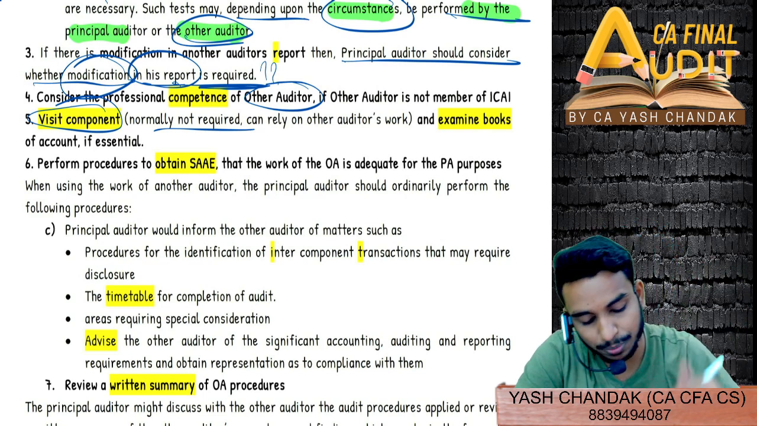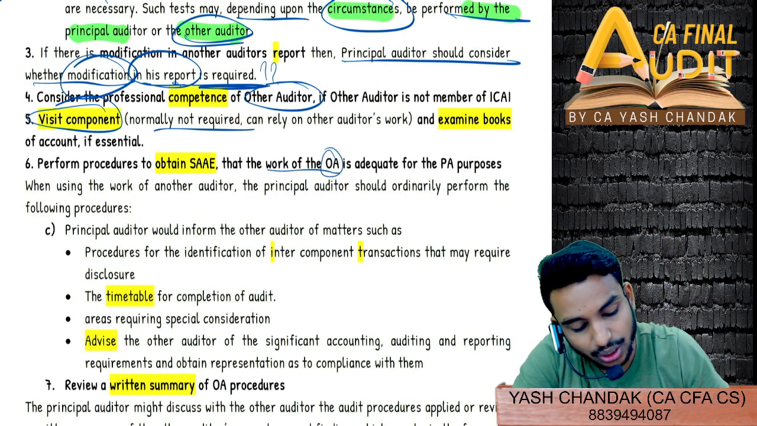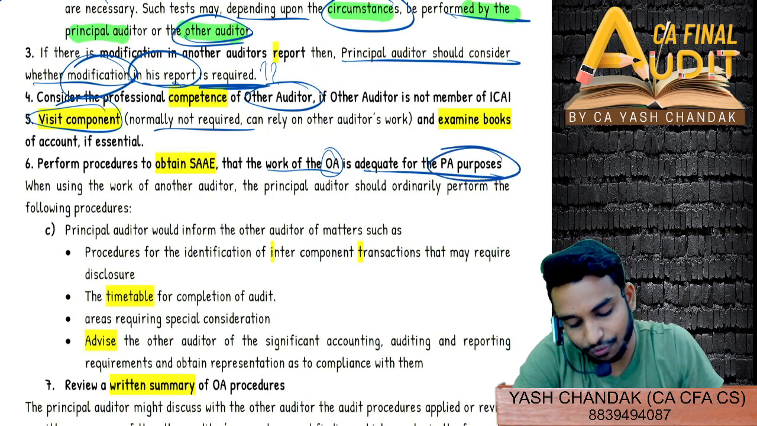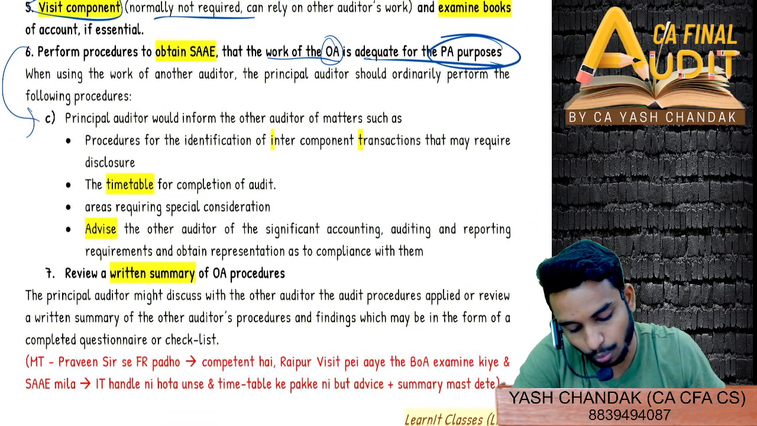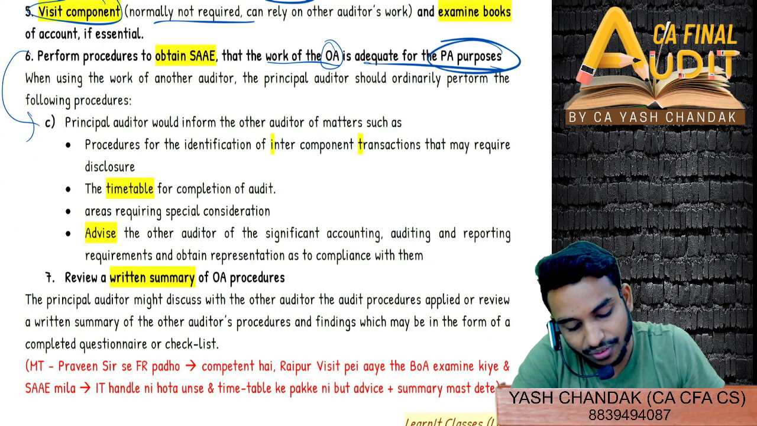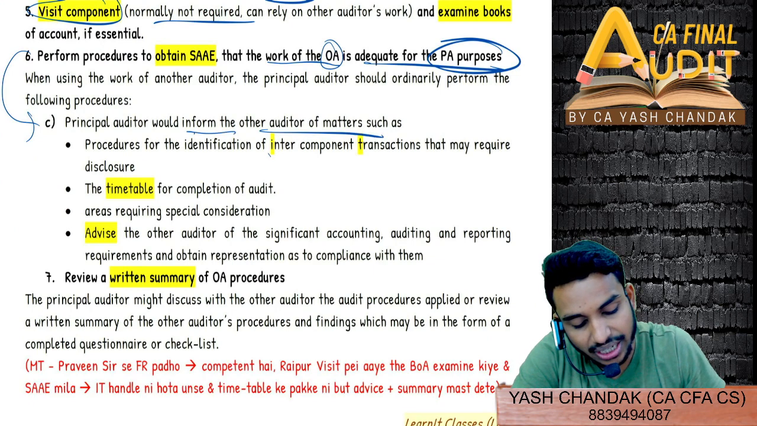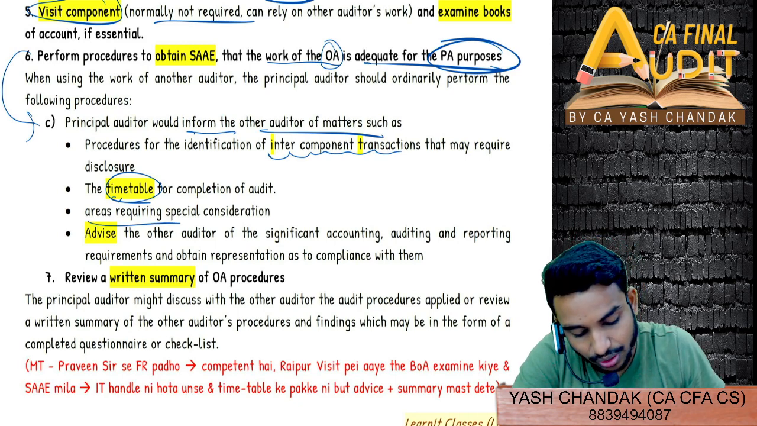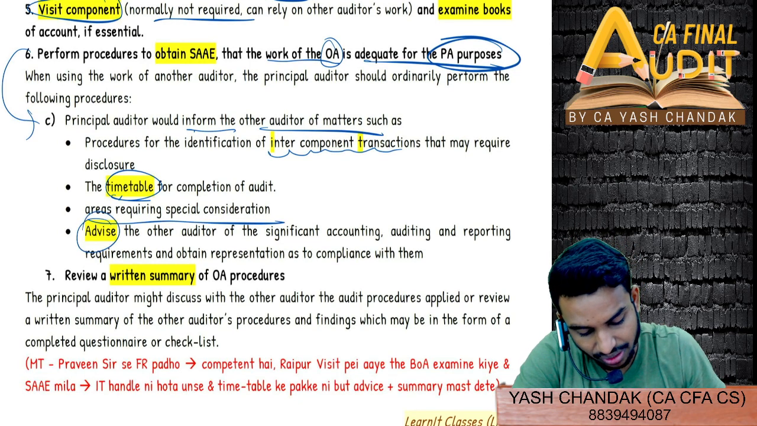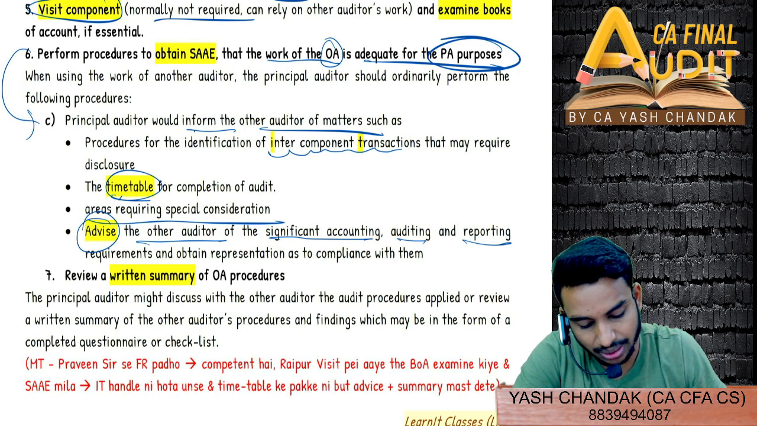Then perform procedures to obtain evidence that the work of the other auditor is adequate for the purpose of the principal auditor, and for this purpose we will carry out all these points. What all points? We will inform the other auditor regarding intercomponent transactions, inform about the timetable, areas requiring special audit consideration, and advise the other auditor of the significant accounting, auditing and reporting requirements and obtain representation as to compliance with them.